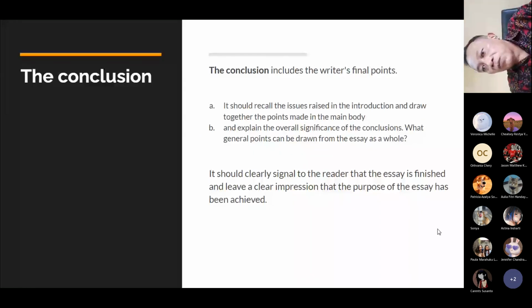Now let's move on to conclusion. In conclusion, you just restate what you have written before: your focus, your points, and the reasons about the issues you are highlighting in the body. So it doesn't take too much to do this. Yeah, conclusion.